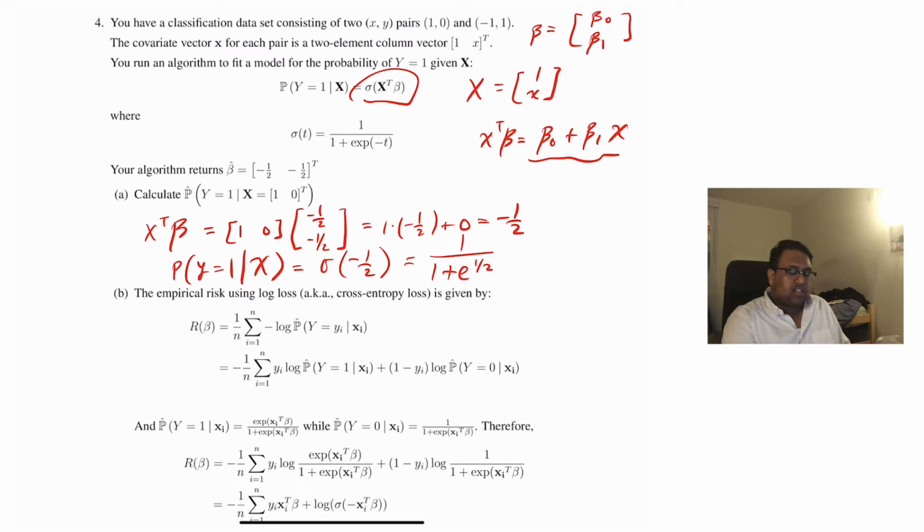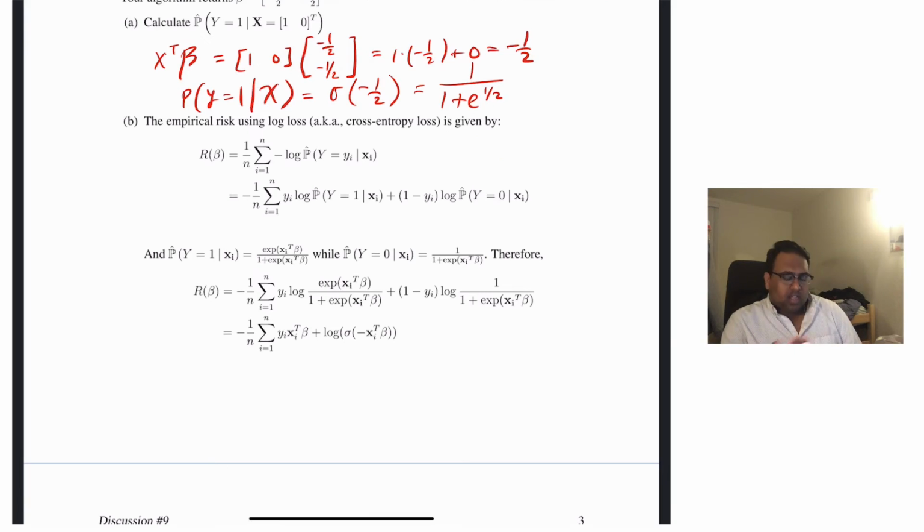Okay, because in the sigmoid we take the negation of the argument, but our argument's already negative, so it ends up being 1 over 1 plus e to the 1/2. Okay, so now in part B, we're taking a look at cross-entropy loss, and we need to compute the loss over the data set that we're given.